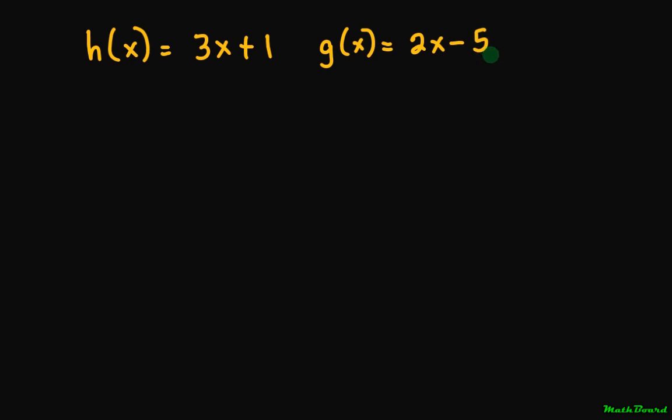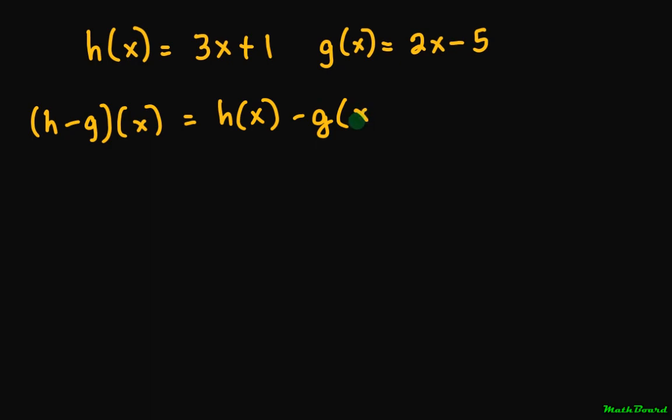How about we proceed to subtraction? Let's say h of x is equal to 3x plus 1, g of x is equal to 2x minus 5. So let's say we have h minus g of x. So this is the same as h of x minus g of x.